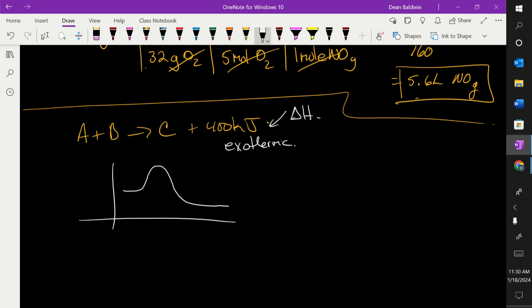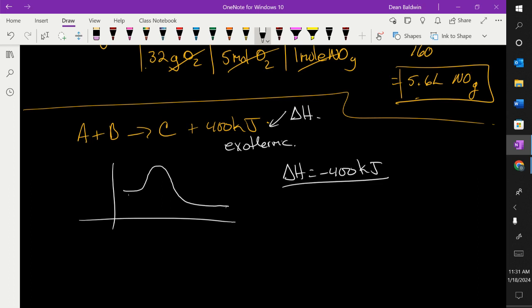What does delta H mean? Change in energy. Enthalpy is the actual word. H stands for enthalpy, but that's energy change. And it's always final minus initial. So if the final is lower than the initial, you're going to get a negative value. So if I said, what is the delta H for this reaction? It's negative 400, right? You get energy released into the atmosphere.